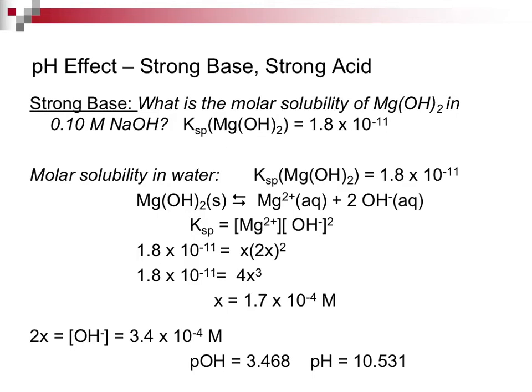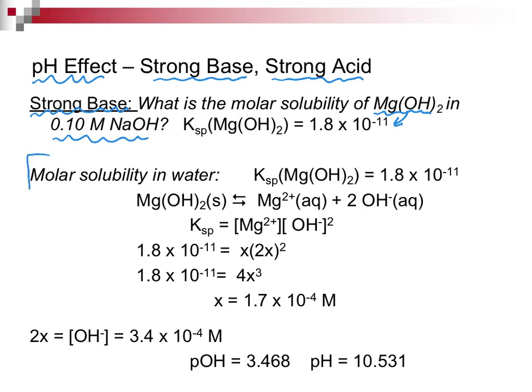In this section, we talk about the pH effect. When we're saying pH, we're really talking about the effect of either a strong base or a strong acid. The first one I consider is the strong base, and we're talking about magnesium hydroxide with this KSP when we put it in the presence of sodium hydroxide.